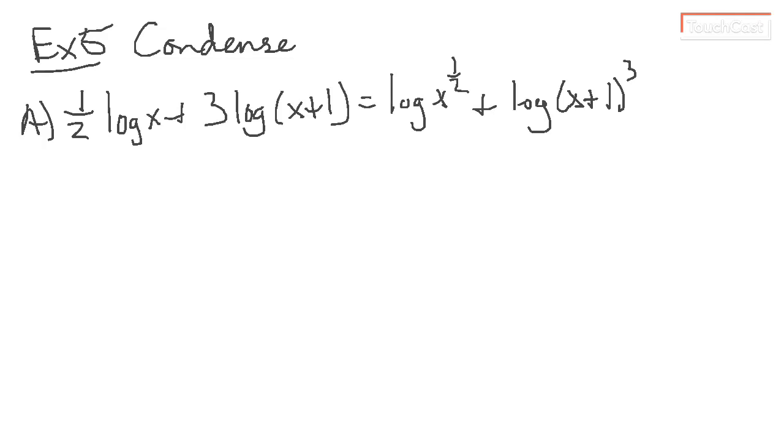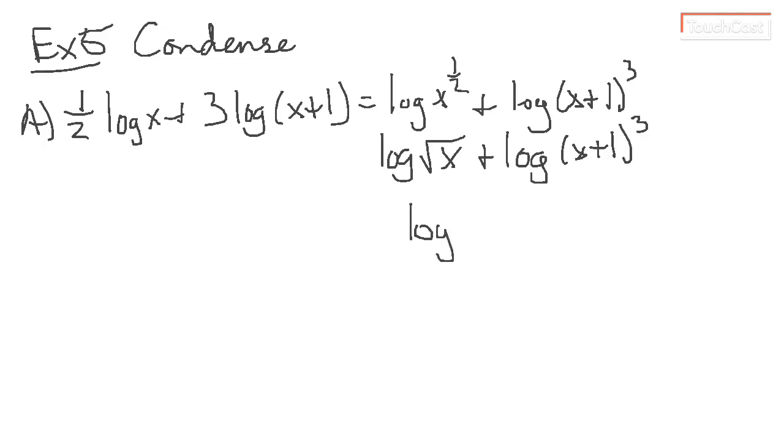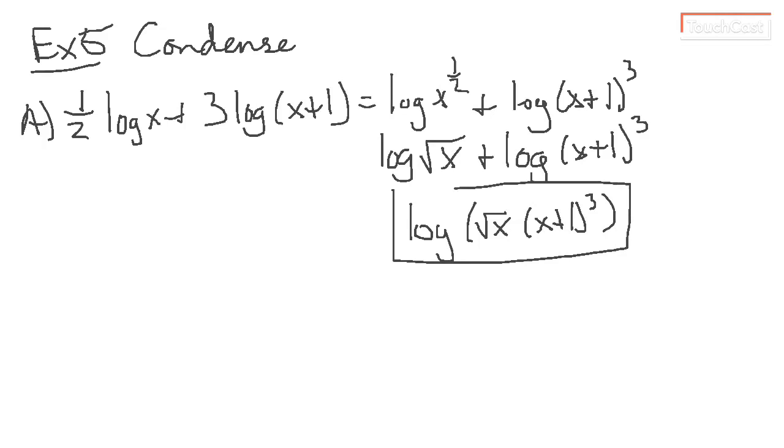And then, since that's x to the 1/2, we can write that as log of the square root of x plus log of x plus 1 cubed. And if we look at the product property, we can rewrite this as the log of the square root of x times x plus 1 cubed. And we've condensed it down to one expression.